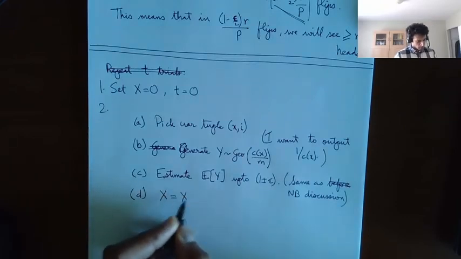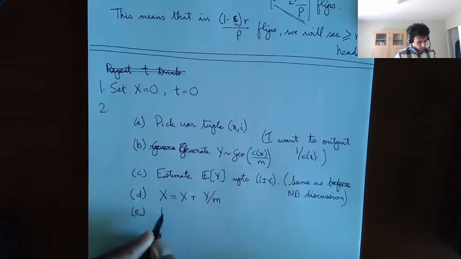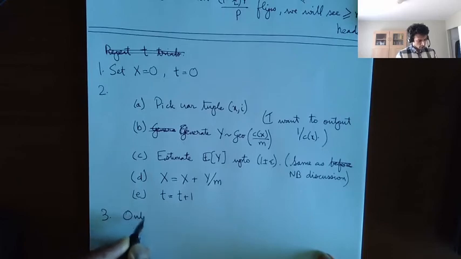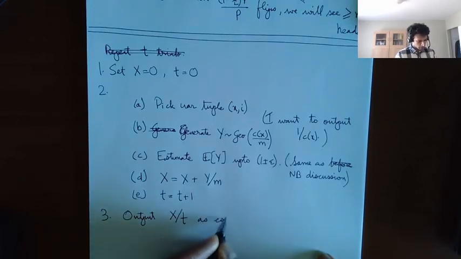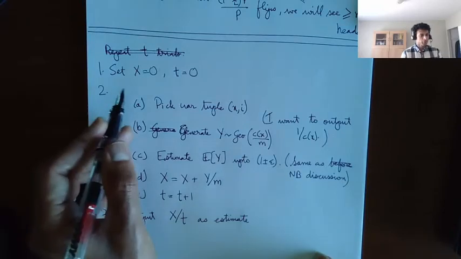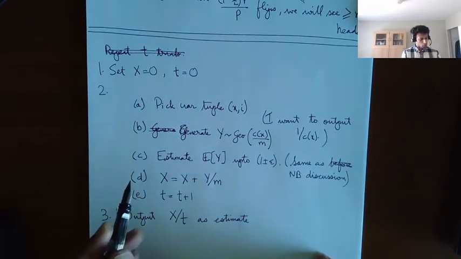Then let me just write something here. I'm going to increment the total sum, increment the total number of trials, and then I'm going to output x divided by t as the estimate. I haven't told you how many times I need to do this, but we'll get to that.